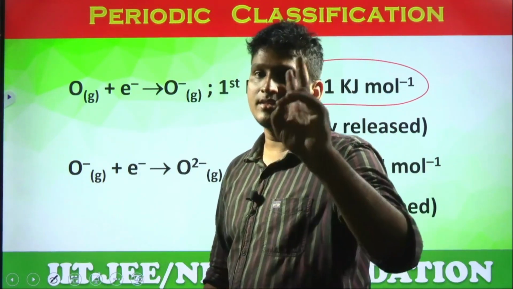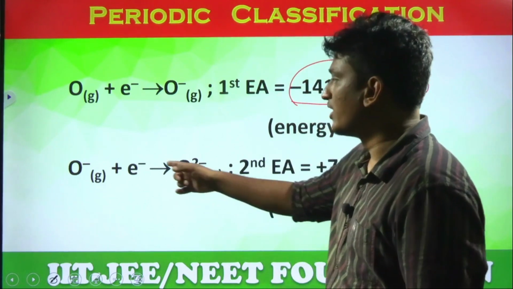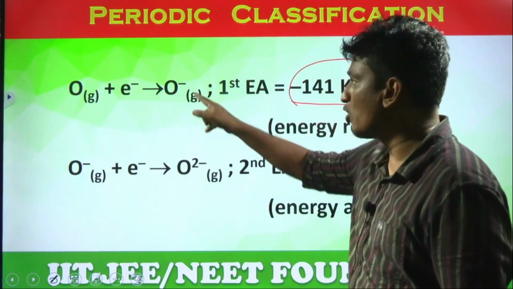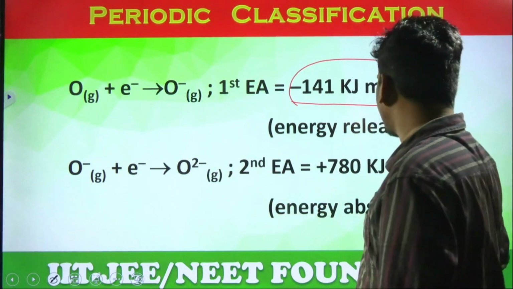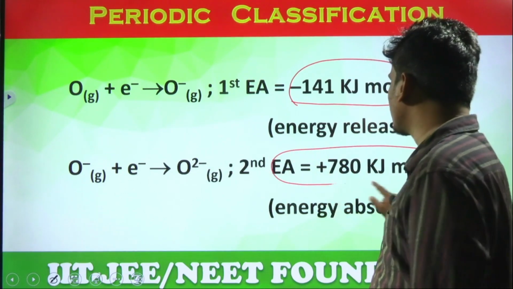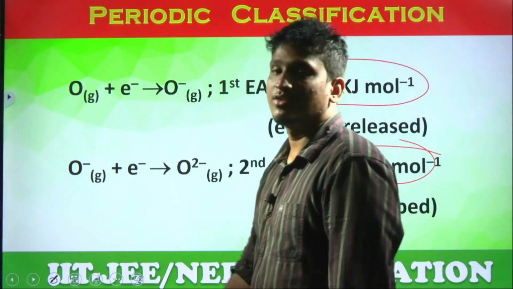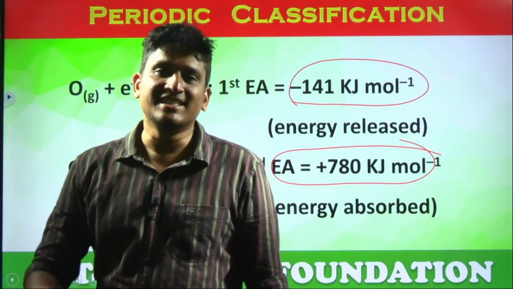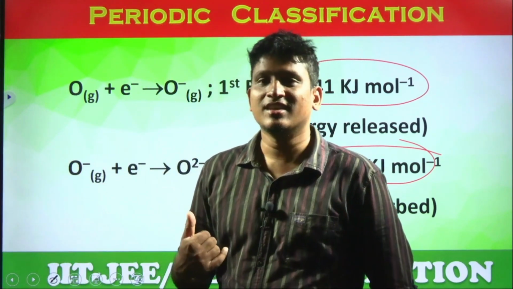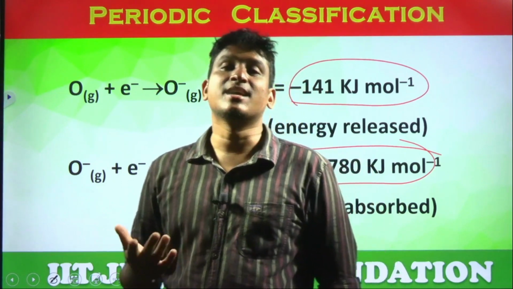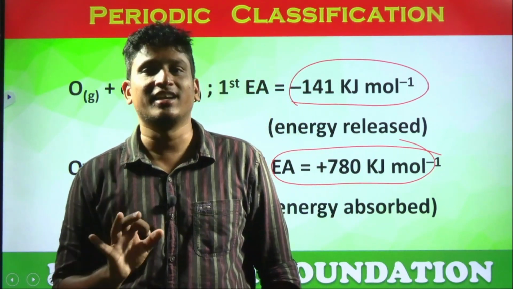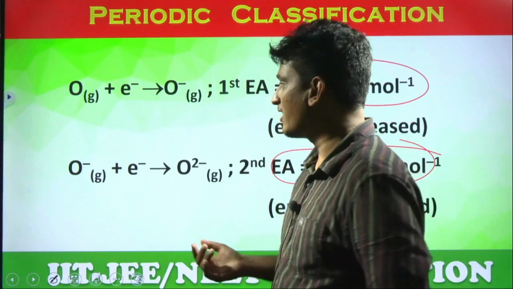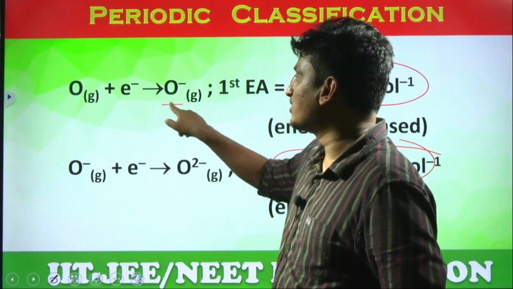Oxygen valency is 2, so it will gain 2 electrons, yes or no? If it gains that extra electron, O minus becomes O minus 2. Look at the EA value, which is how much? Plus 780 kilojoules. That means this time is it releasing energy or absorbing energy? For the second EA, it is absorbing energy. Why? It should release now. Why? Because it already has a negative charge.